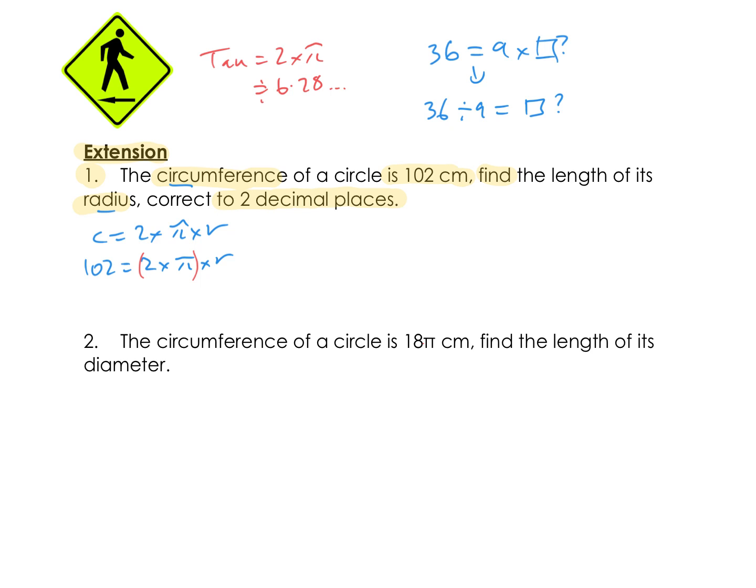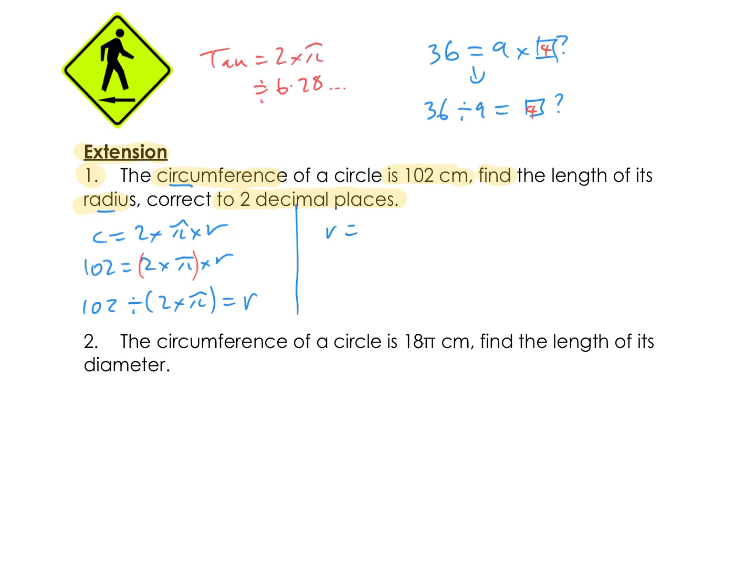Can we see how we did that? Now, clearly you know this number is 4 if you're an expert at your times tables, and 36 divided by 9 is 4. So that's the plan. I've got my 36 equals 9 times something I don't know. So I'm going to write 102 divided by this 2 times pi is equal to r.